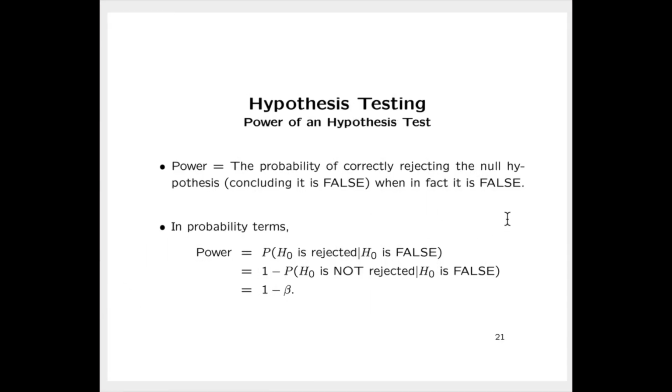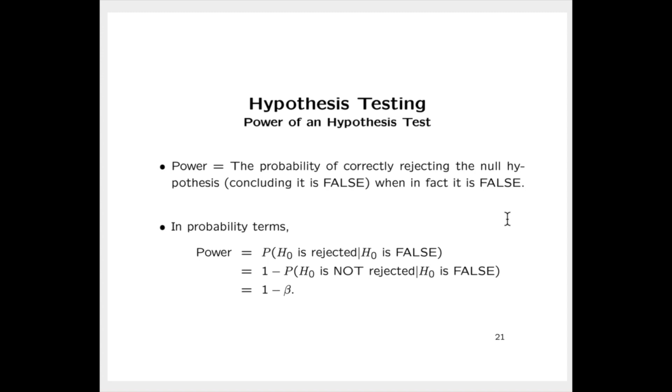Now, another term and another piece of notation that we need, and another concept that we need, is the concept of power. And power is the probability of correctly rejecting the null hypothesis, in other words, concluding that it's false, when in fact it is false. So if the null hypothesis is false, we hope to get data that leads us to that conclusion. And so power is the probability of correctly rejecting the null hypothesis when in fact the null hypothesis is false and should be rejected.